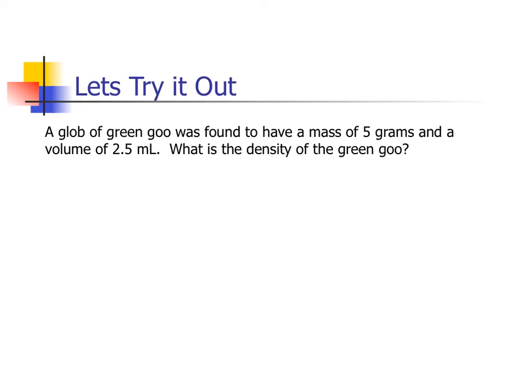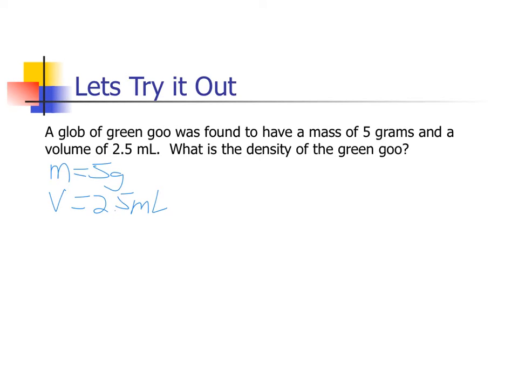Now, we have another problem. You don't know what it is. It's a glob of green goo. And so we have this given to you and say, here, find out what the density is. Because that might help us figure out what it actually is, or maybe what it's made of. And so we have, again, this idea. What do I know? I know it has a mass of 5 grams. I know the volume of that green goo is 2.5 milliliters.